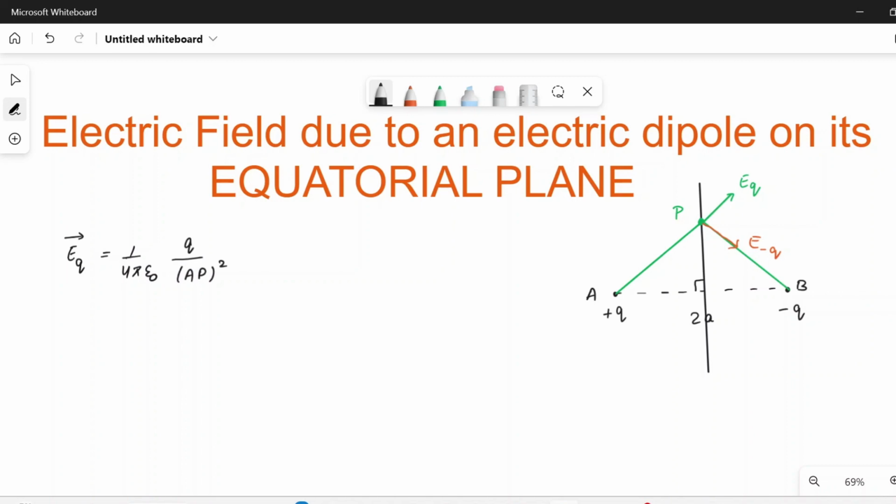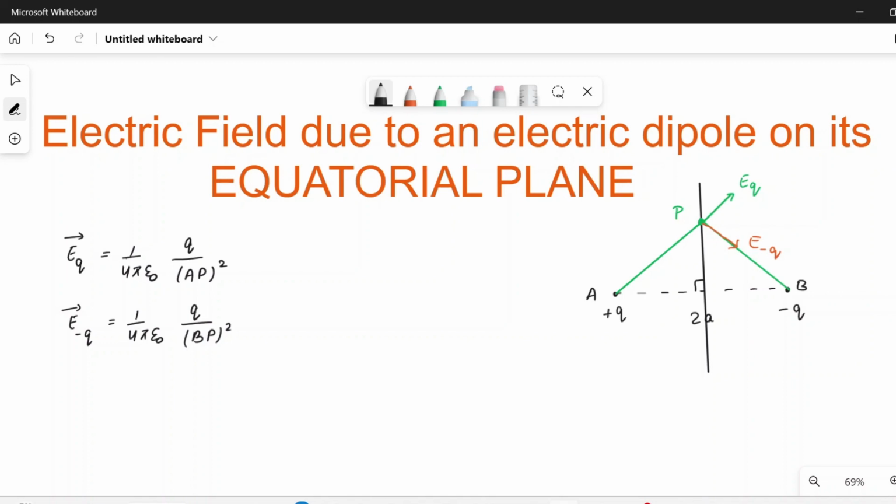Let's figure out our electric field due to the negative charge. It will be E minus Q, and that will be 1 by 4 pi epsilon naught Q upon BP square. Let me be very careful here. We are not placing the negative sign. Why? Because that negative sign is already included over here in the direction. If this sign would be positive, the arrow would be away from this point P. So the negative sign is already included in the direction, and because of that, we will now use vectors to find the net resultant of both these two vectors.